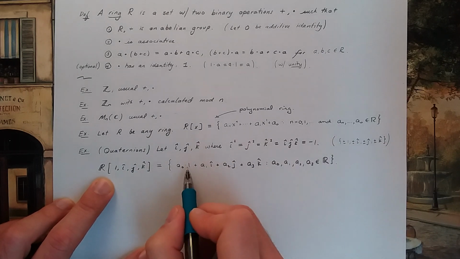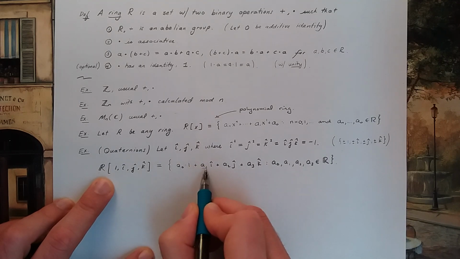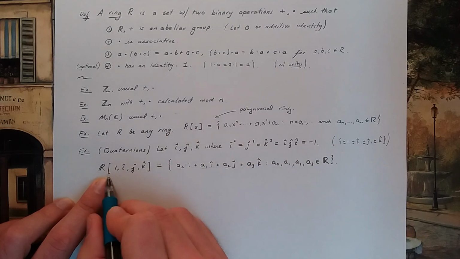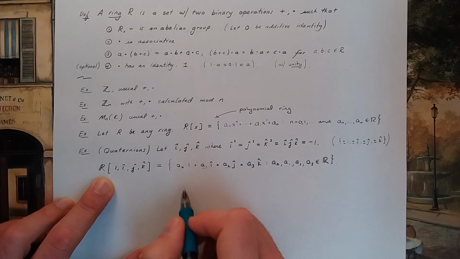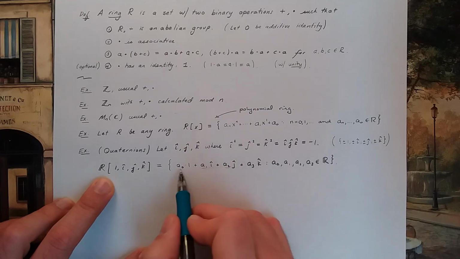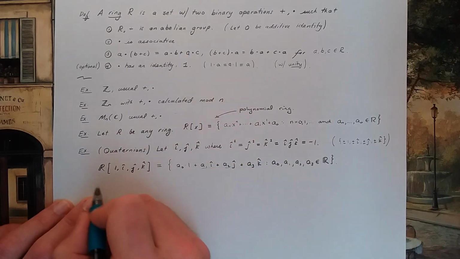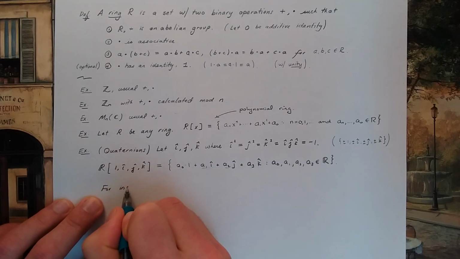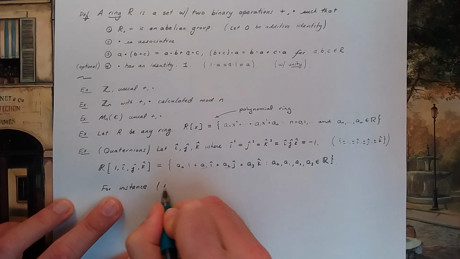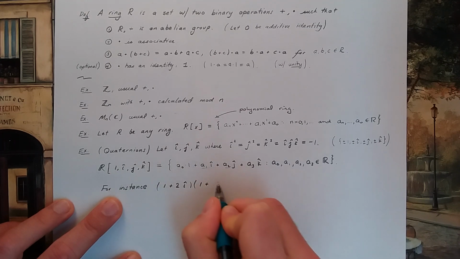You can add two of these together. You could treat these coefficients as elements in a vector. So you can add two elements in this set component-wise, and you can multiply. You can multiply the same way that you multiply polynomials using this property here. So for example, let me take two elements in this set. Maybe I'll do 1 plus 2i, and I'll multiply that by 1 plus 3j.